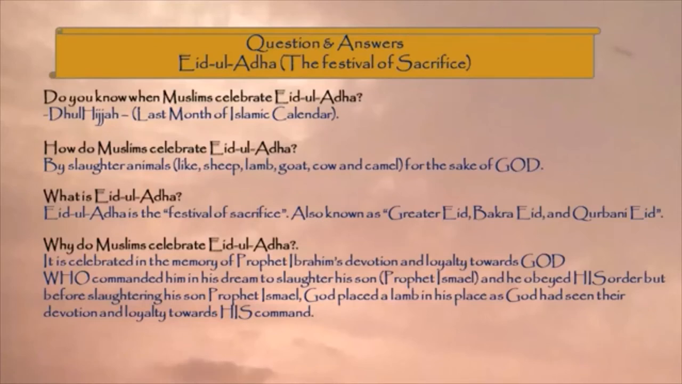Why do Muslims celebrate Eid al-Adha? Muslims celebrate Eid al-Adha in memory of Prophet Ibrahim's devotion and loyalty towards God, who commanded him in his dream to slaughter his son, Prophet Ismail. And he obeyed the order. But just before slaughtering his son, God placed a lamb in his place, as God had seen their devotion and loyalty towards His command. This is the reason Muslims celebrate Eid al-Adha.